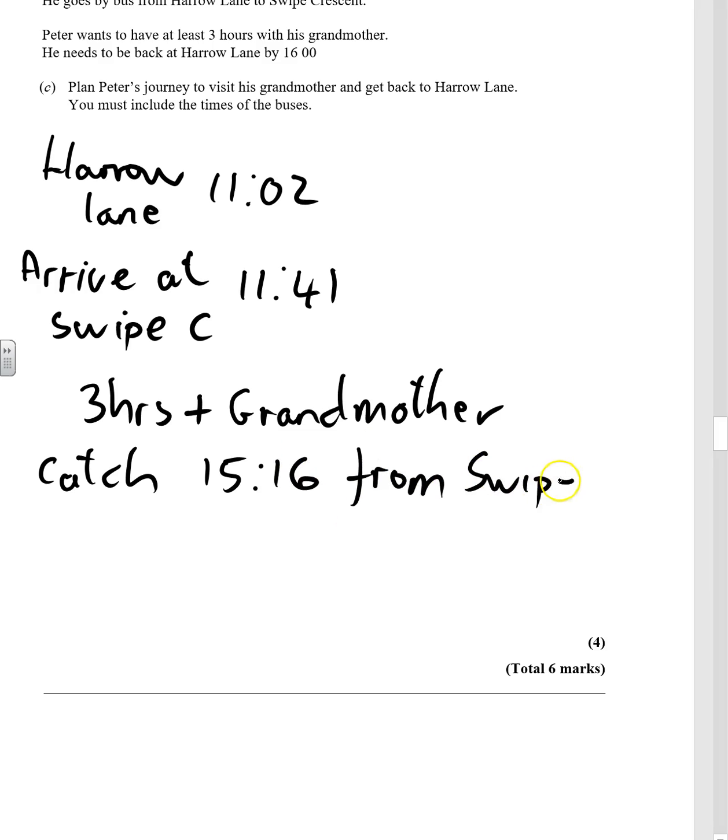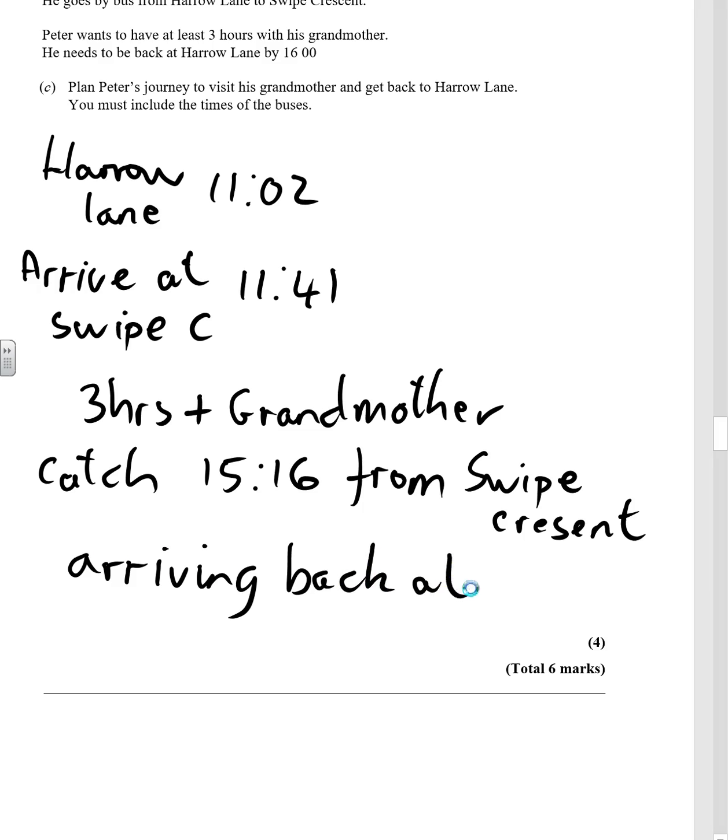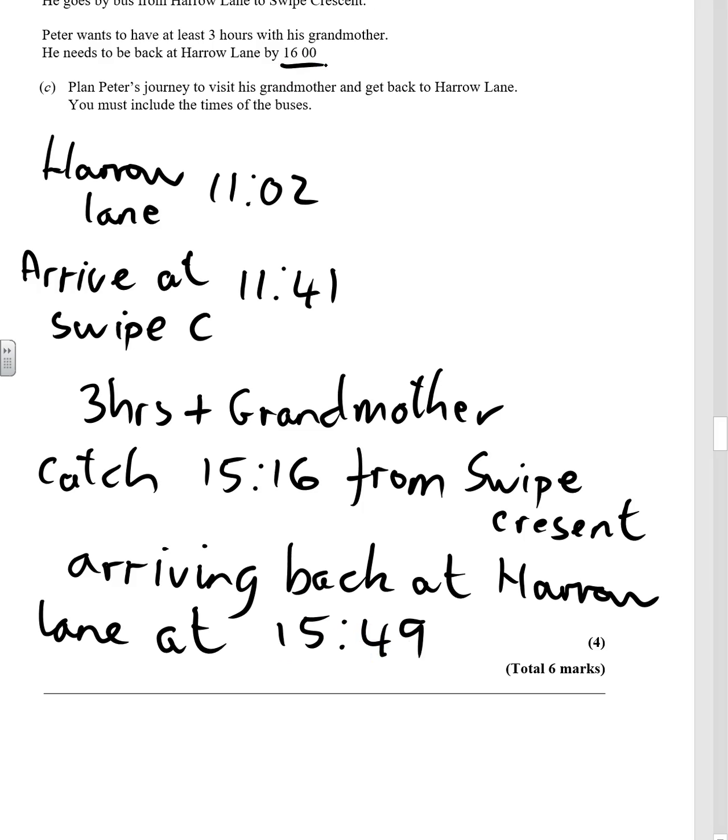Detail. You've got to put all the detail in. Arriving home or arriving back in his road at Harrow Lane at 15:49, which is in time because he needs to be back for 1600. So he leaves Harrow Lane 11:02, arrives 11:41, 3 hours at grandmother's, and he catches the 15:16 back home, arriving at 15:49.